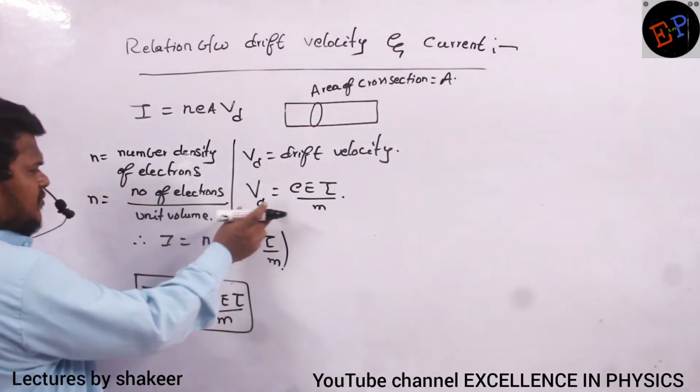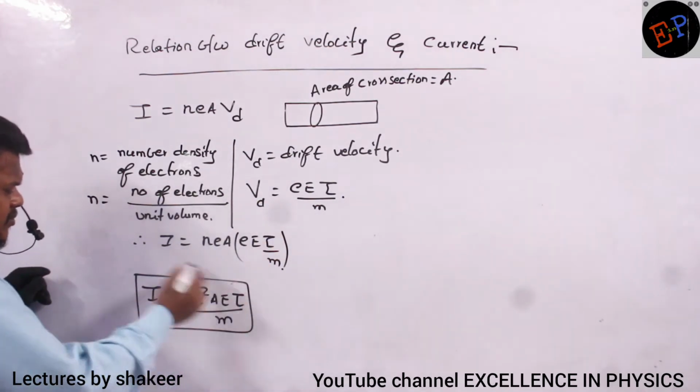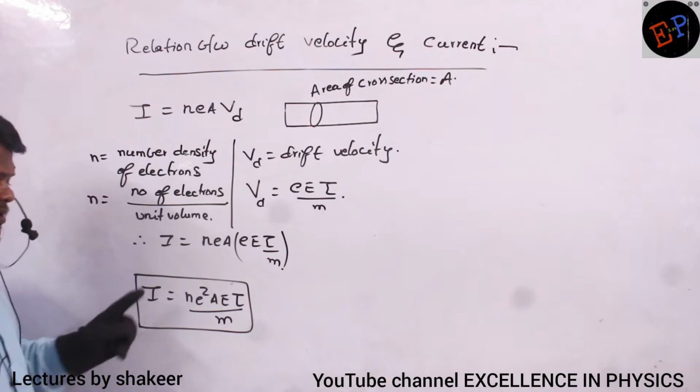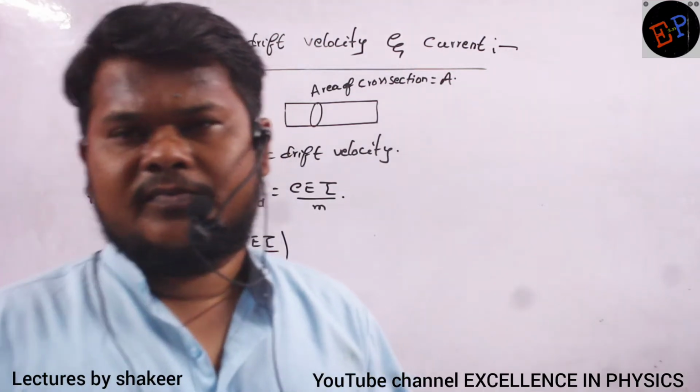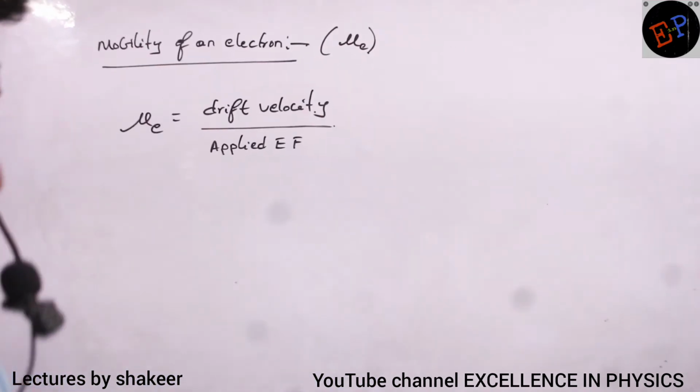Now instead of drift velocity, if I substitute this equation, this is one more equation of current which I got: I = n e² A E τ / m. Understood, no? Very important equations.